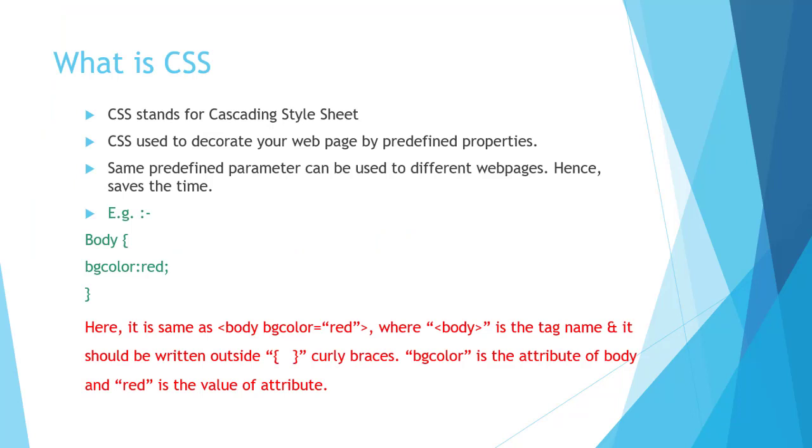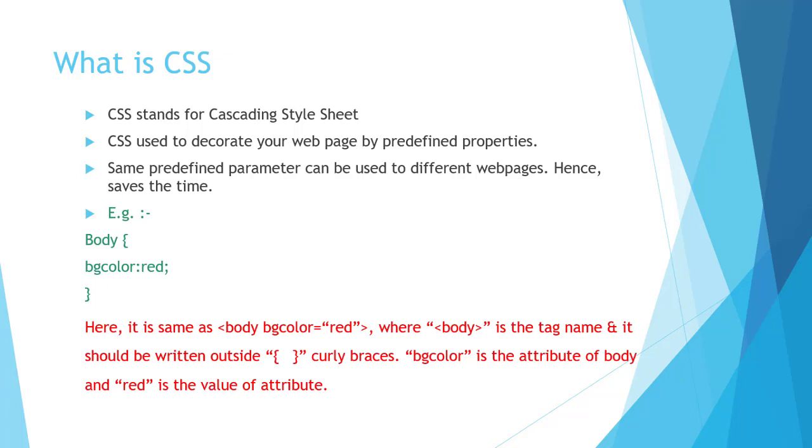Now what is CSS? So earlier, CSS stands for cascading style sheet. CSS is used to decorate your web page or website with predefined properties. So what are predefined properties? We can specify the behavior of a particular object and call that behavior in our web page or website. The same predefined parameter can be used again.